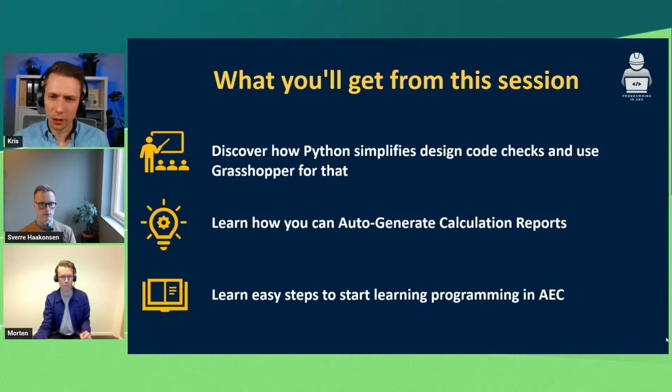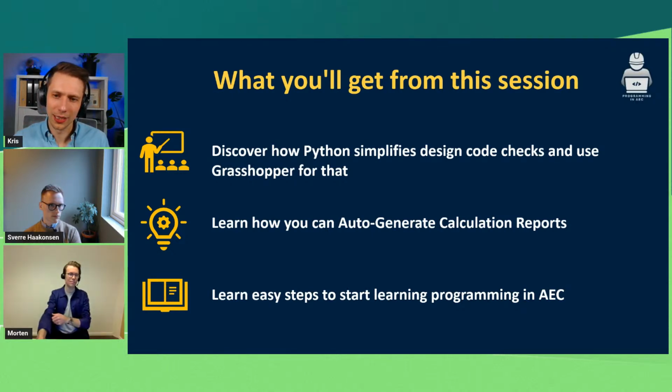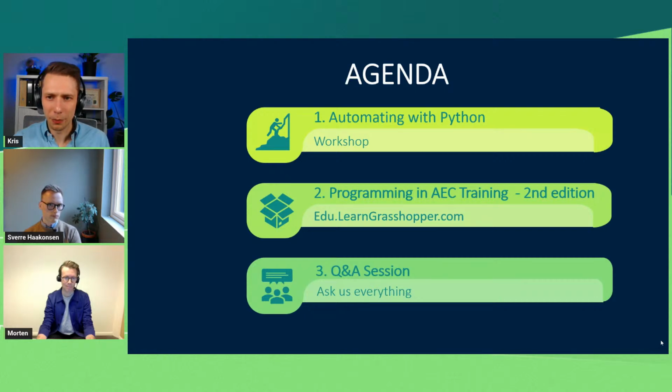So today, first of all, Morten is going to show how we can use his library, StructuralCodes, of which he was one of the creators, and how it can be used for simplified design code checks. And Sverre will also show how we can use Grasshopper for that, so we can combine Grasshopper and Python. Then he will also show auto-generated calculation reports in Jupyter. Really cool stuff. Now you can quit all the boring stuff with Word and Excel documentation and make your work much faster. And at the end, I will also share easy steps to start learning programming in AEC, among others Grasshopper, Python, and C#. Okay, so let's go with the presentation.